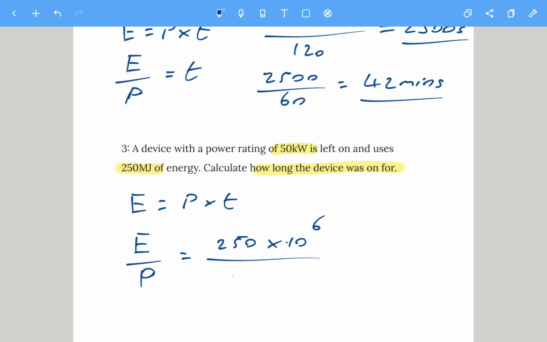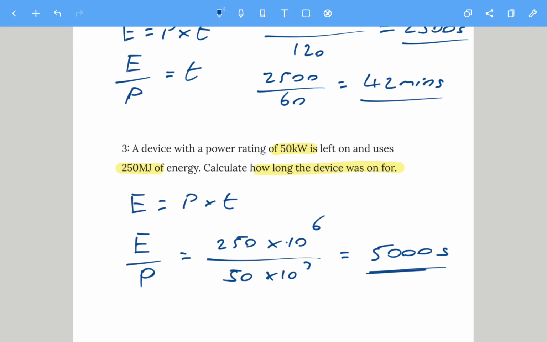Divided by power, 50 kilowatts. So that's 50,000. Instead of 50,000, you could write 50 times 10 to the power of 3. Both mean the same thing. And then just pop that in your calculator. And that gives us 5,000 seconds.